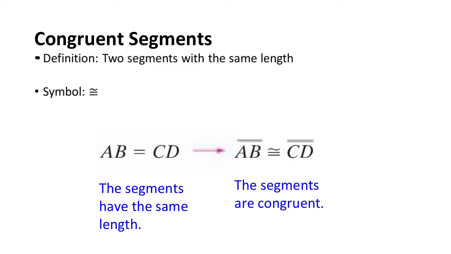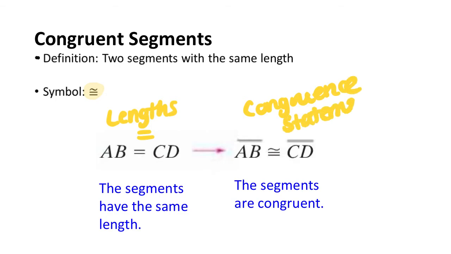Now let's talk about some additional terminology with segment addition. Congruent segments are defined as two segments with the same length. And the symbol that we utilize for this is this equal sign with a little squiggly above it. So if two segments have the same length, then these segments are deemed congruent. So rather than just saying their lengths are equal, that also allows us to say this is the congruent statement that we would use. This would be our congruence statement.